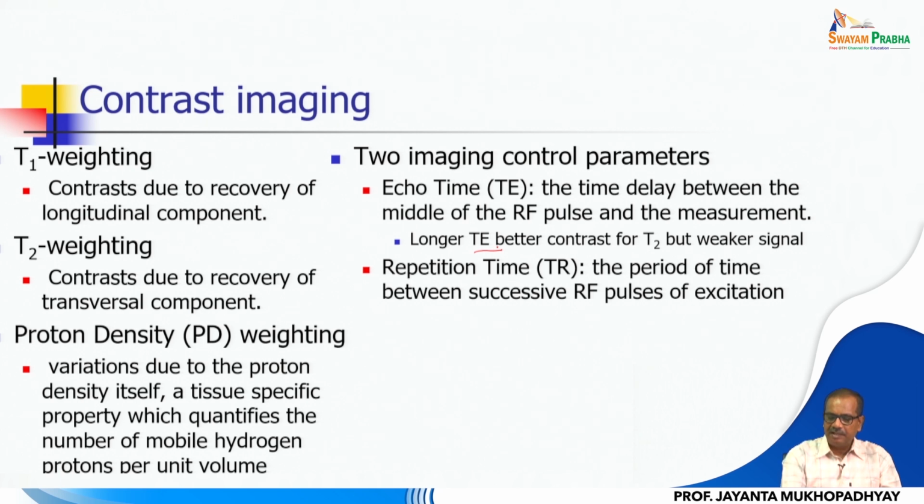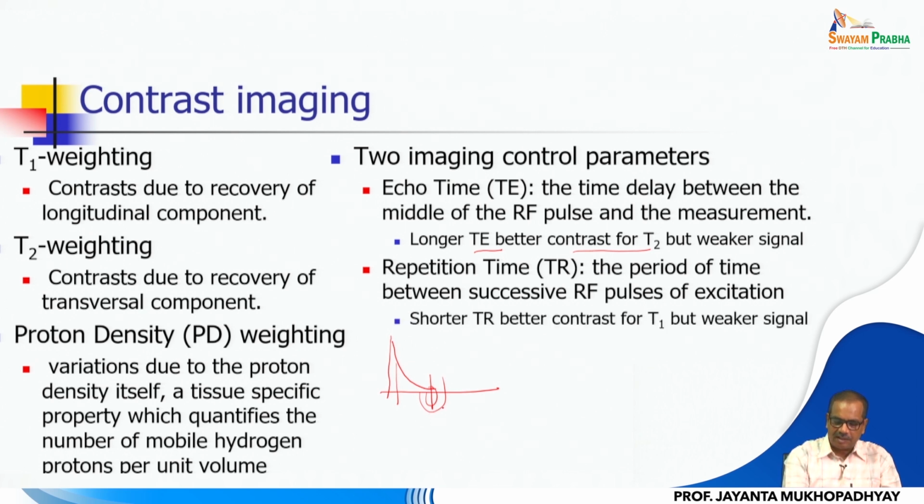So, a longer echo time will have a better contrast for T2 images, but it will have a weaker signal, because in a longer echo time it is decaying fast, so it will be mostly decayed. Depending upon the T2 contrast, the decay amount will vary, but the signal will be weaker. So the behavior would be more observed because of this T2 time. If it is shorter, it will not be observed.